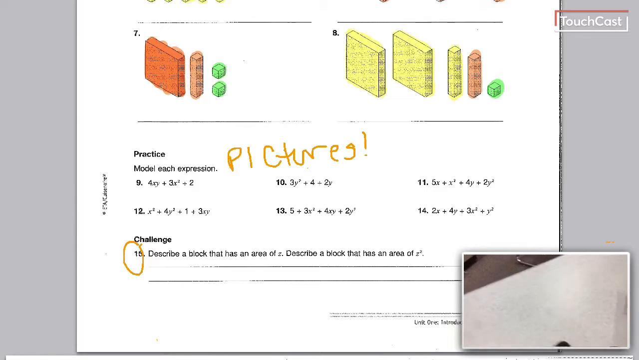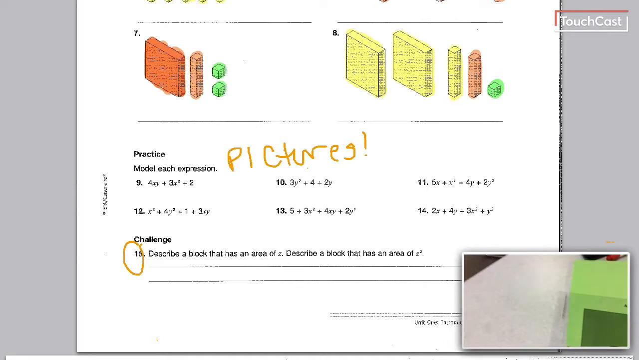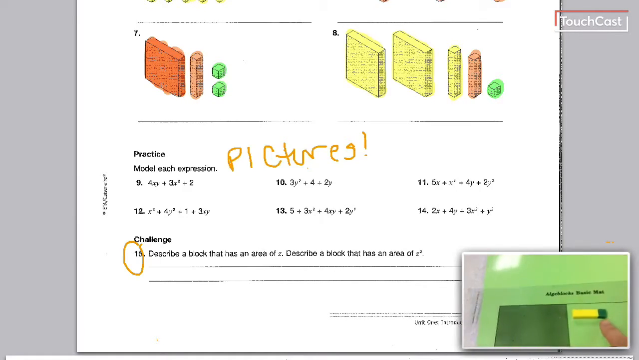Let me show you a couple of things. So we know that the yellow rectangle has an area of x because it has a width of 1 and a length of x. We know that the orange rectangle has a width of 1 and a length of y. So if we had a block that had an area of z, what do you know has to be true? You must know that the width probably looks like that, and your length is going to be something else.